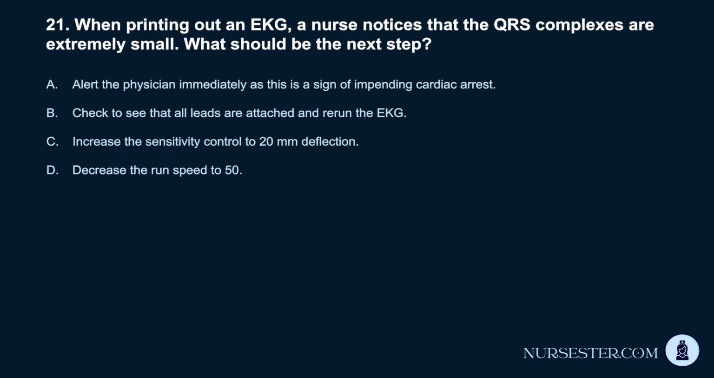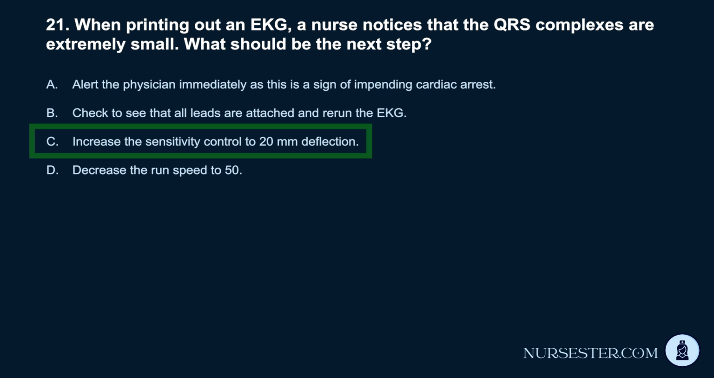21. When printing out an EKG, a nurse notices that the QRS complexes are extremely small. What should be the next step? A. Alert the physician immediately, as this is a sign of impending cardiac arrest. B. Check to see that all leads are attached and rerun the EKG. C. Increase the sensitivity control to 20 mm deflection. D. Decrease the run speed to 50.